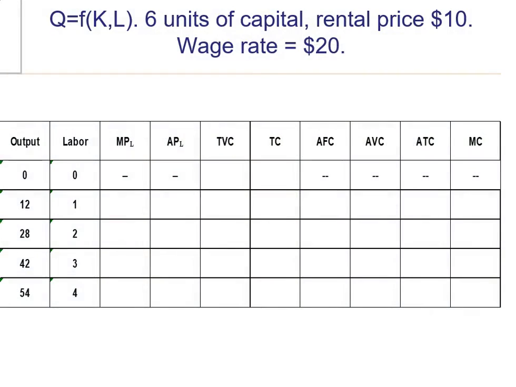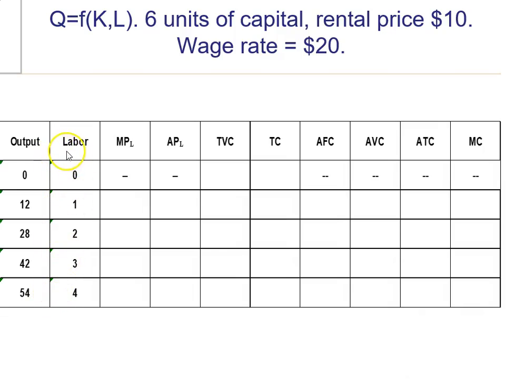So here's the example. Suppose you have a production function which is based on your capital and your labor, and you have 6 units of capital provided. The rental price is $10 for each piece of capital. Also, you rent workers at a wage rate of $20 per worker. So you're given the number of workers, labor.